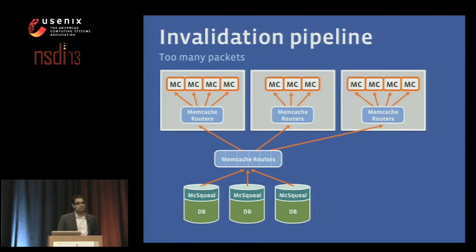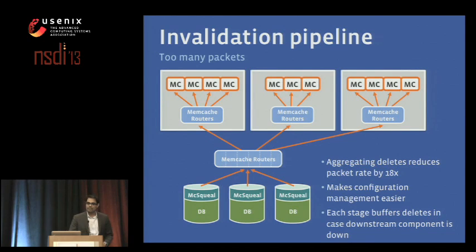One of the significant advantages of doing this is that the inter-cluster bandwidth is much smaller than the intra-cluster bandwidth. So by doing this, we try to minimize the amount of bandwidth that we use and maximize our packet density. And we can see that we get about an 18x reduction in the packet density. This also, by the way, makes configuration management a lot easier. You don't have to worry about where all the Memcache servers are. You just need to worry about what all the Memcache servers are downstream from you. And each stage can buffer its deletes in case of failure of a downstream component.